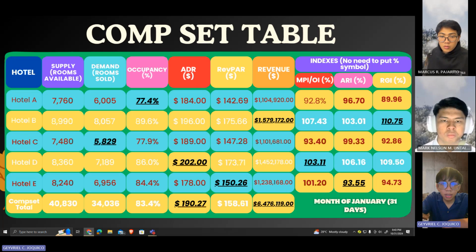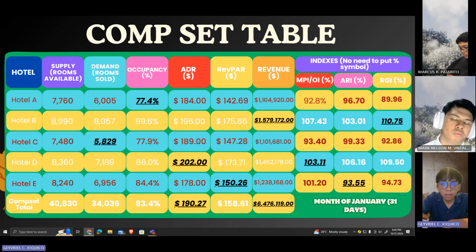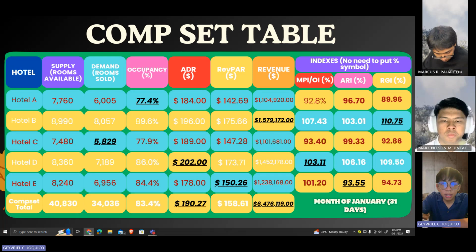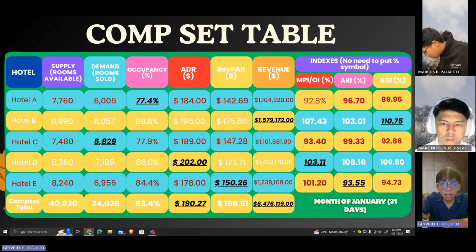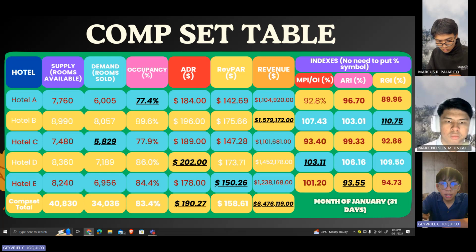In contrast, Hotels A and C, with MPI scores of 92.8 and 93.40 respectively, are underperforming relative to their competition. This suggests that both hotels may benefit from reassessing their marketing and promotional strategies to improve visibility and appeal. Increasing their MPI should be a key focus as it directly impacts their revenue potential. Now let's move on to the Average Rate Index or ARI.